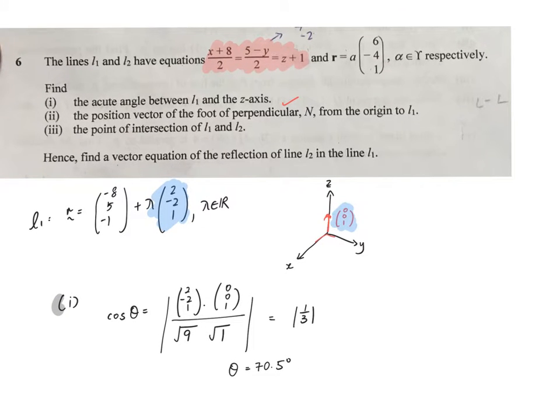Let's look at part 2 now. We will look at the position vector of the foot of the perpendicular from the origin to line 1. Line 1, as we have written earlier, is (-8, 5, -1) plus lambda(2, -2, 1). Just copy it here again. And we are finding N, which is the foot of the perpendicular.